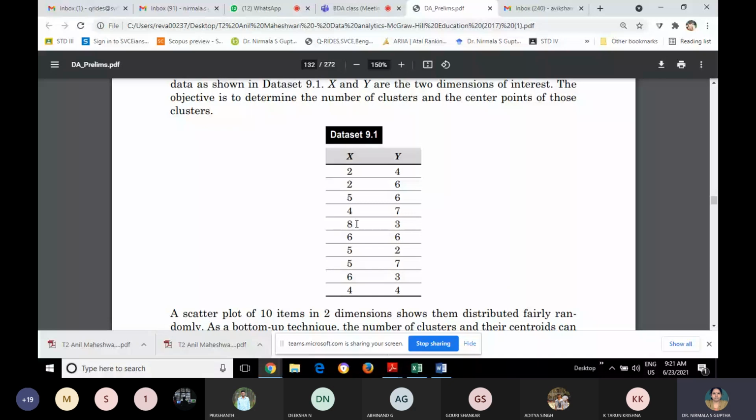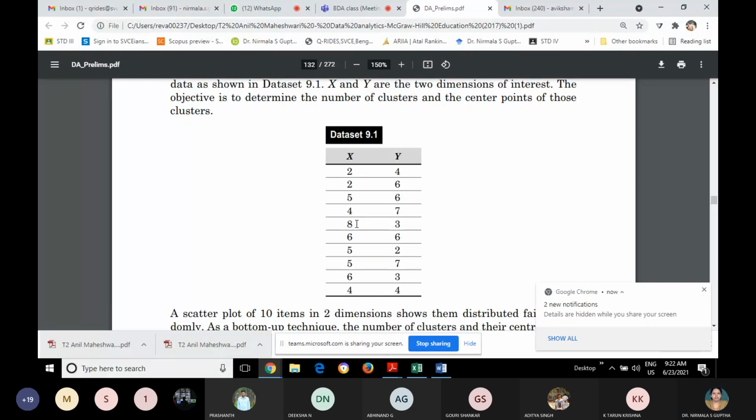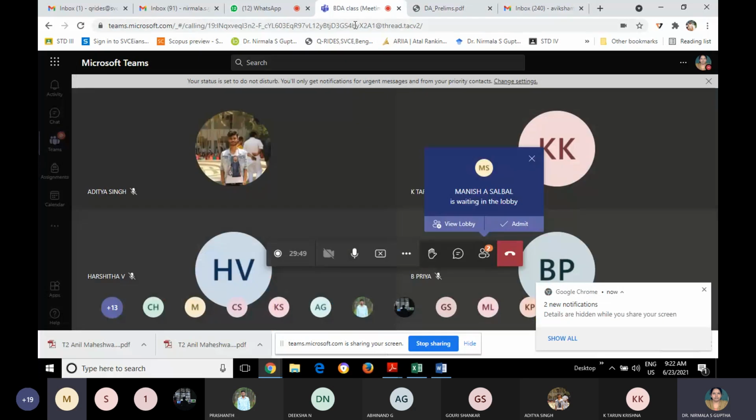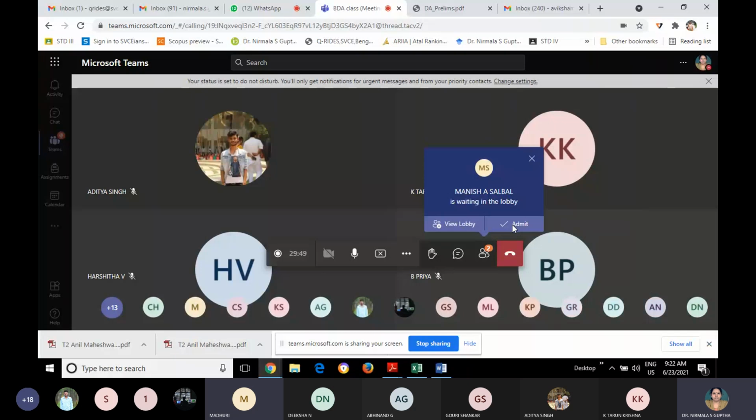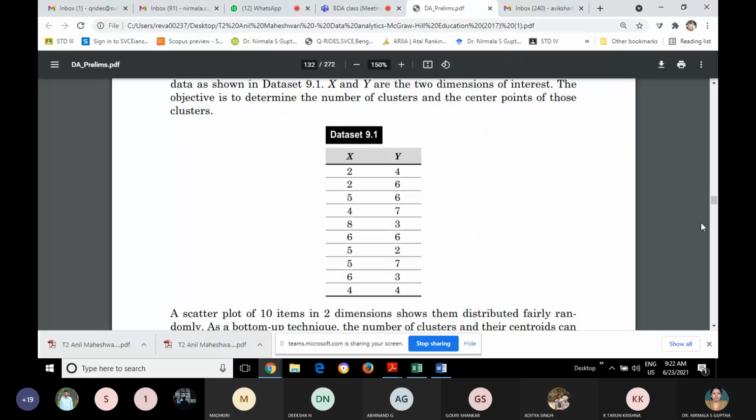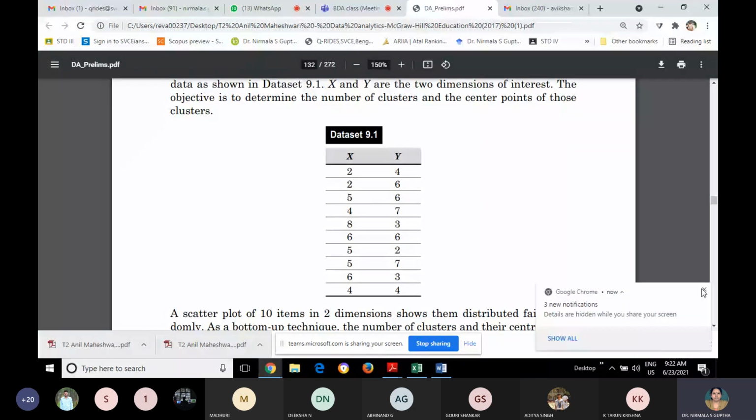Please answer my question. Is it that I'm audible? I'm audible. Okay, I'm very much audible. Then please answer my question. What is the minimum value in the given data set of 10 rows? What is the minimum value? Anybody, please unmute and answer my question.